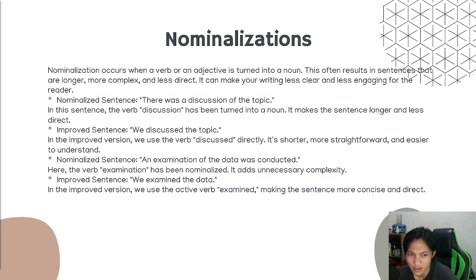If you see that, it's like, what do you mean by that? About this topic? Why do you say it like that? People would read it like that. And the improved one is just "we discuss the topic," because the use of the verb "discuss" is direct, it's shorter, more straightforward, and easier to understand.